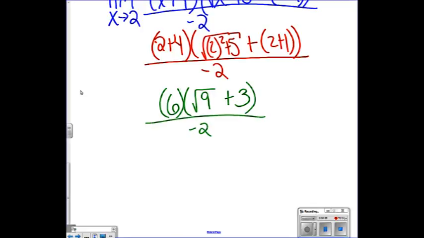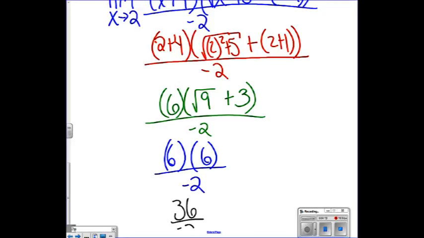And so we end up with 6 times the square root of 9, which is 3, plus 3. Well, that's just 6, all over negative 2. And from here, you end up with 36 over negative 2, which is the same thing as saying negative 18. So this would be that final limit that we should end up with. So again, that is problem number 3H.